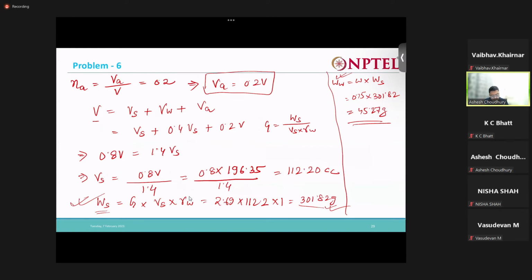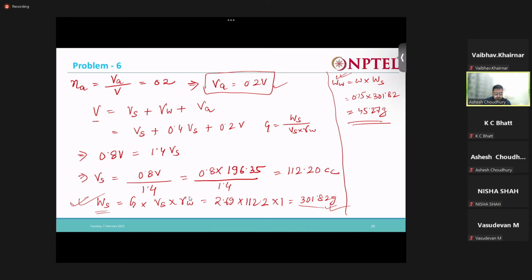So our total volume we can write as a sum of the volume of soil solids plus volume of water plus volume of air. So we replace the volume of water with the relation which we determined back, and also the volume of air with the relation determined here. So using those two relations, we just rearrange the equation and determine the volume of soil solids.